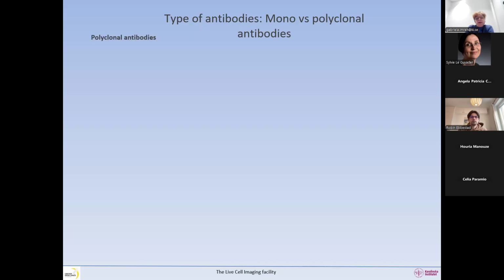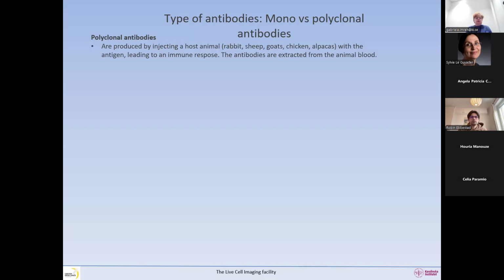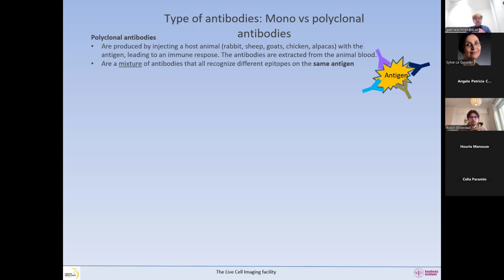We have polyclonal antibodies, which are produced by injecting a host animal, and it can be rabbit, sheep, goat, chicken, alpacas, for example, with the antigen that will give rise to an immune response, and the antibodies will be extracted from the animal blood. What we extract and what we then get will be a mixture of antibodies, all recognizing different epitopes but of the same antigen.